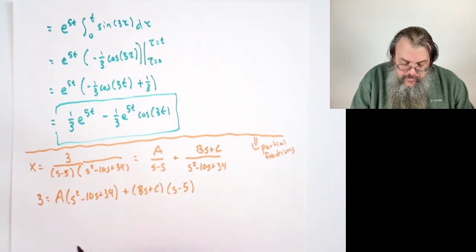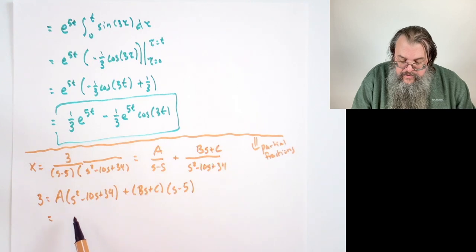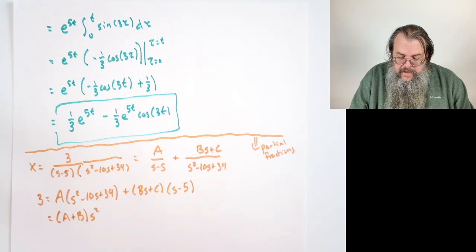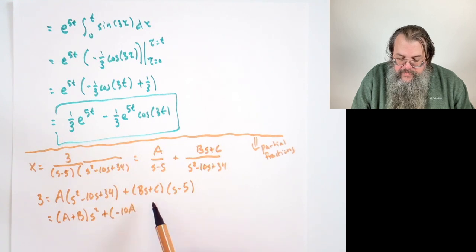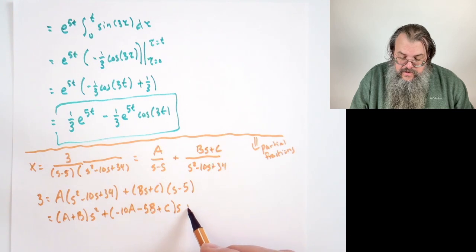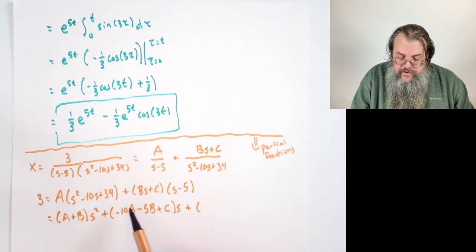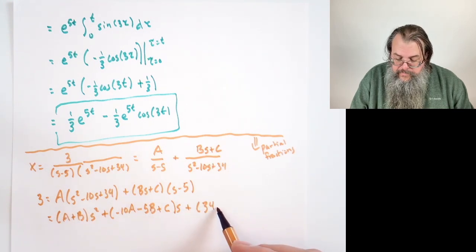Well, for s squared, we're going to get a plus b s squared. And then for s, we're going to get a minus 10a. Here we'll get minus 5b. And here we'll get a plus c. Now for our constants, we're going to get a 34a and a minus 5c.